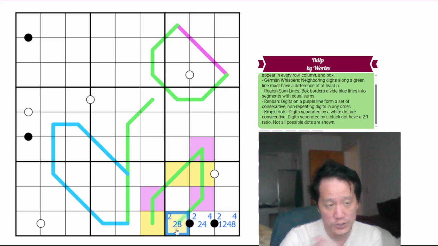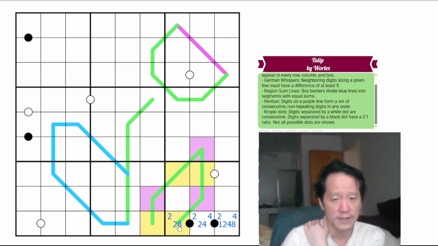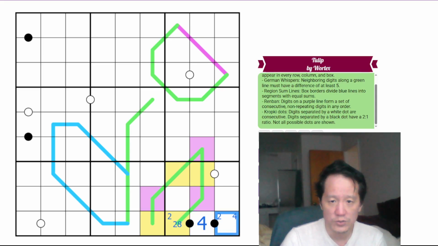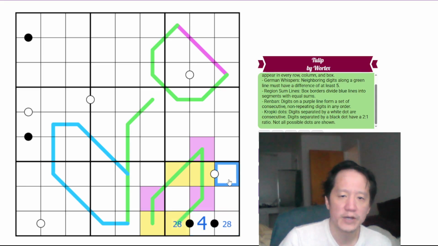So either this is 2 or this could be 8, right? If this is 8, this is 4 and 2, we have 3 high digits that we can account for in this box. So this is either 2 or 8. This then has to be a 4, and this has to then be 2 or 8. Which means we have a 2-8-2-8 pair in the box here.